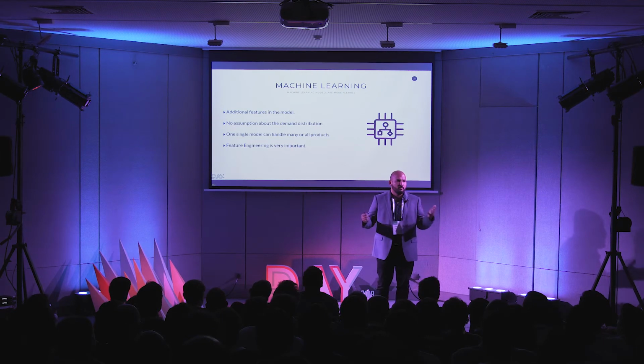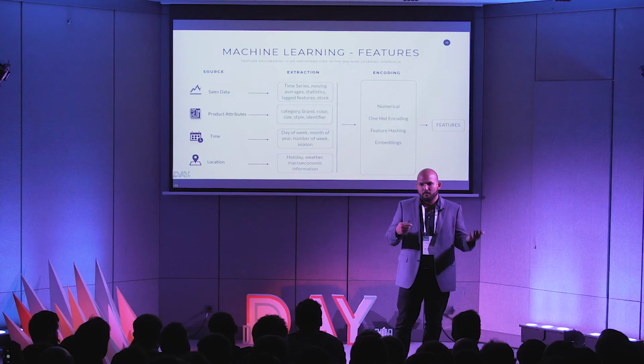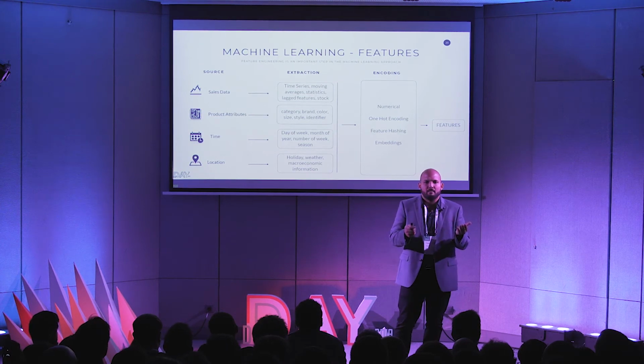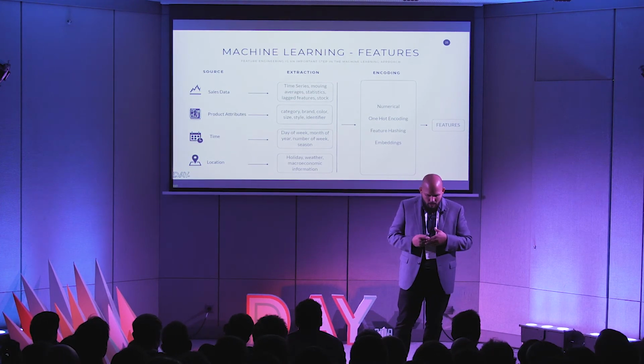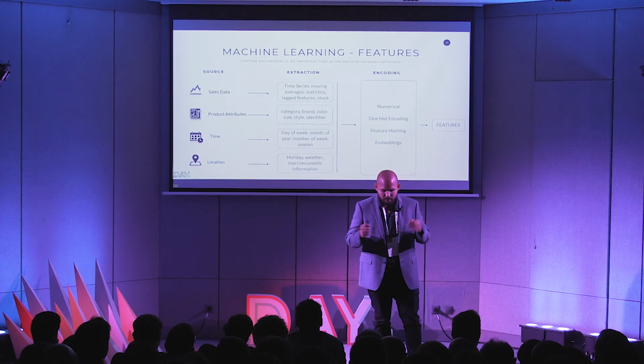Now machine learning, you're probably already very familiar with this type of model. The key thing here, which the previous speaker said, is the features. And you have basically three big steps. One is obtaining the source data, and you have sales data, product attributes like color, mostly categorical things, time related, and location, like the holiday and weather information if you can put it in.